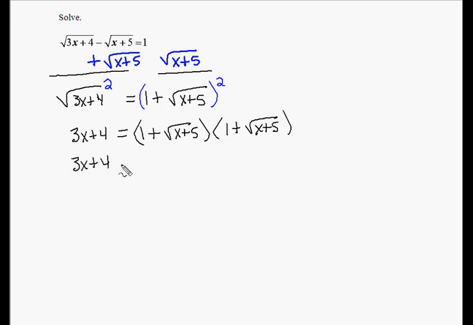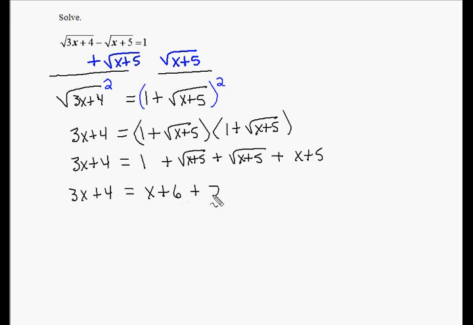Clearing parentheses, we'll have 1 plus the square root of x plus 5 plus the square root of x plus 5 plus, when we multiply a radical to itself, we just get the radicand, the thing on the inside, x plus 5. So cleaning this up, combining like terms, we have x plus 6 plus 2 square roots of x plus 5. So now we're trying to get the radical alone.